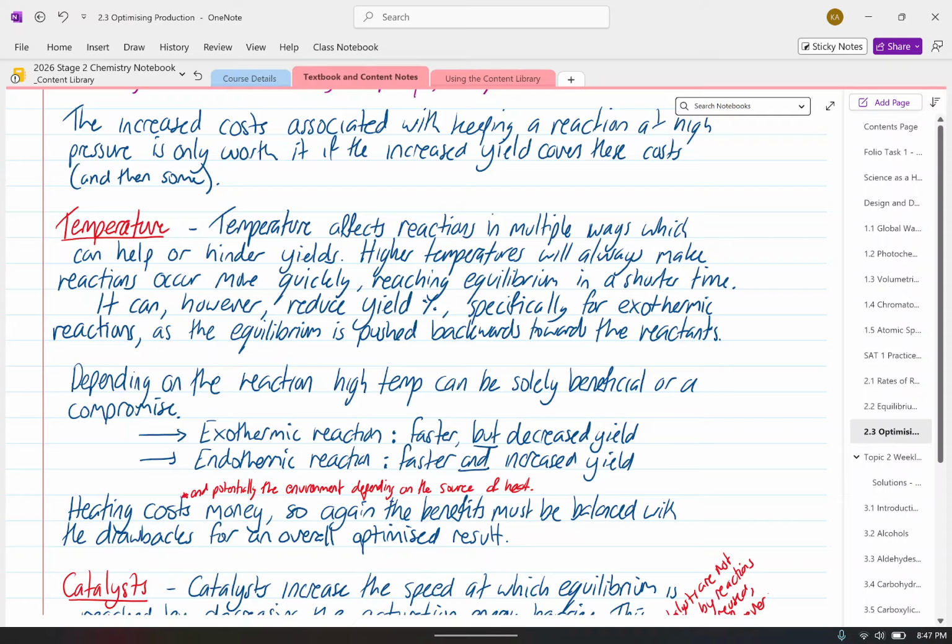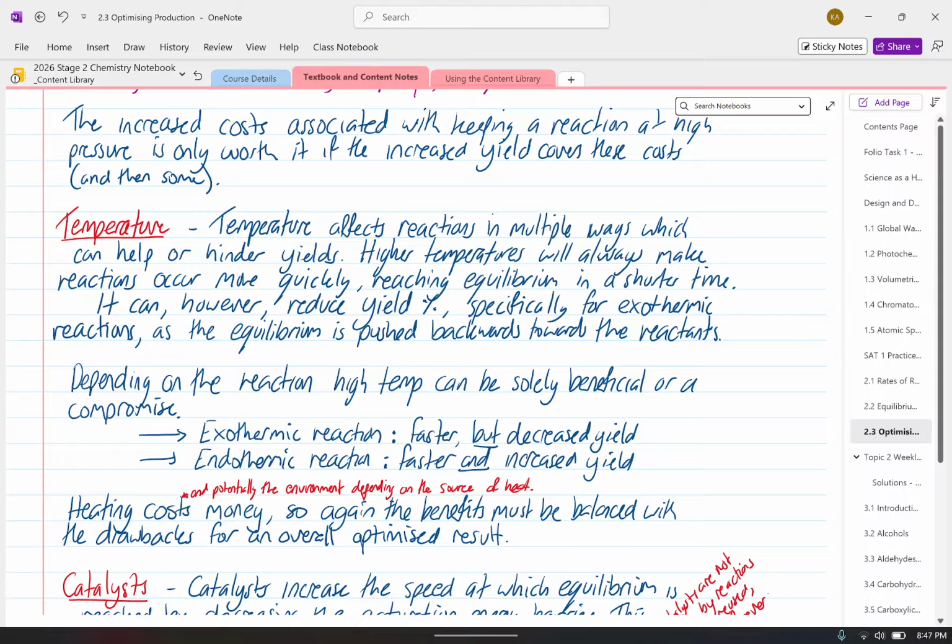You may need your temperature to go up a certain amount. So you might increase the temperature a little bit so that your speed is increased, but your yield isn't reduced too much. If you increase the temperature more, you might get the reaction happening faster again, but you may lose too much yield. It's all about a give and take.